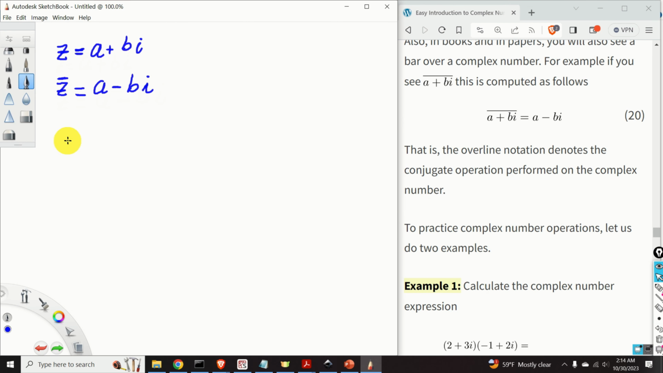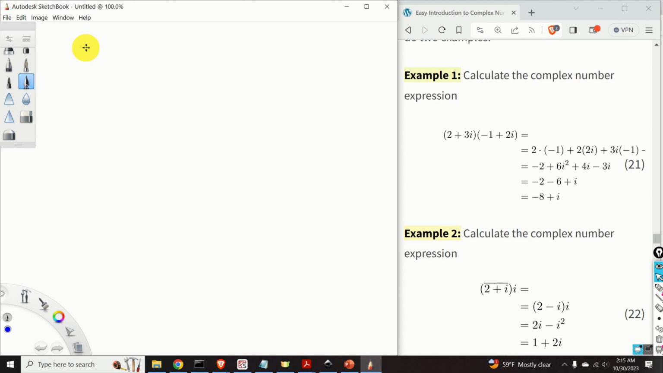Also, in books and in papers, you might see a bar over a complex number. For example, if you see a complex number and on the top of this complex number you see a horizontal bar, this should be interpreted as the conjugate of this complex number, and you should write a minus bi. Next, let's do a few examples.